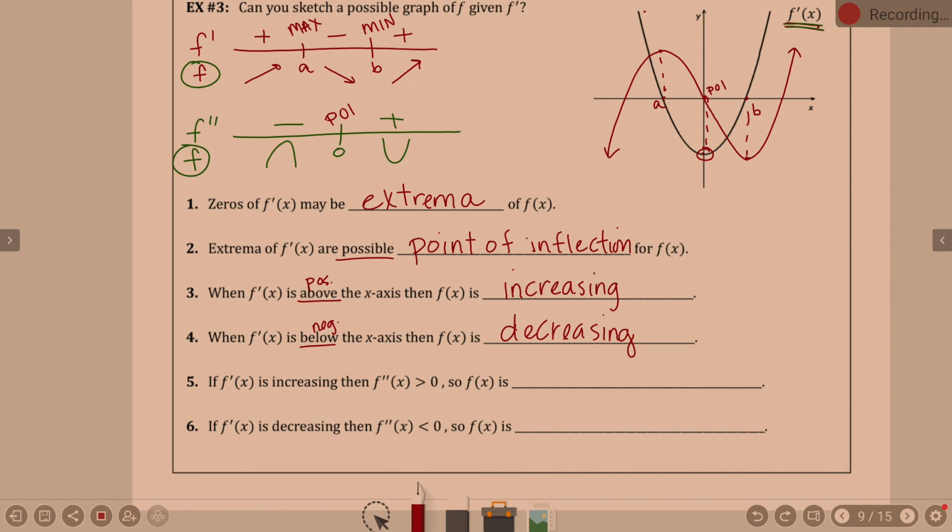If the first derivative is increasing, then the second derivative is concave up. Or excuse me, then the second derivative is greater than 0. I'm supposed to fill in, so f of x is concave up. And guess what the next one is? Concave down. Sorry, I am accustomed, when my brain sees second derivative greater than 0, I don't even think second derivative greater than 0, I think concave up.